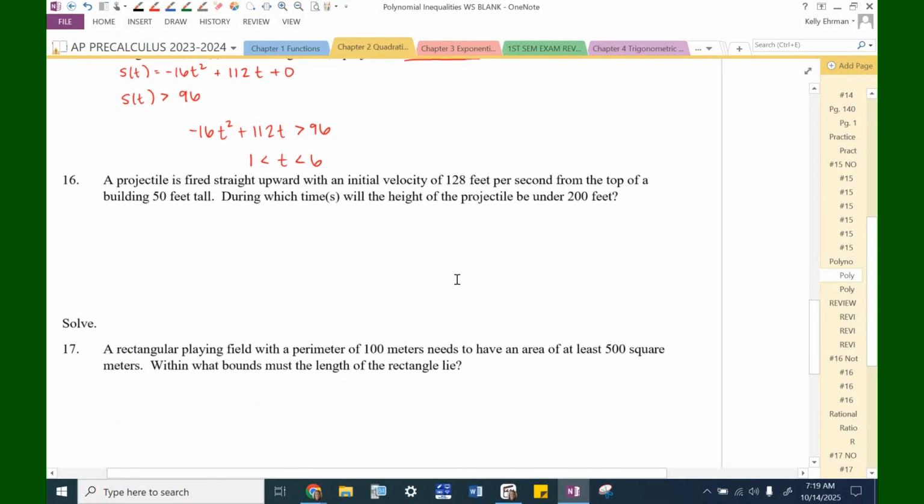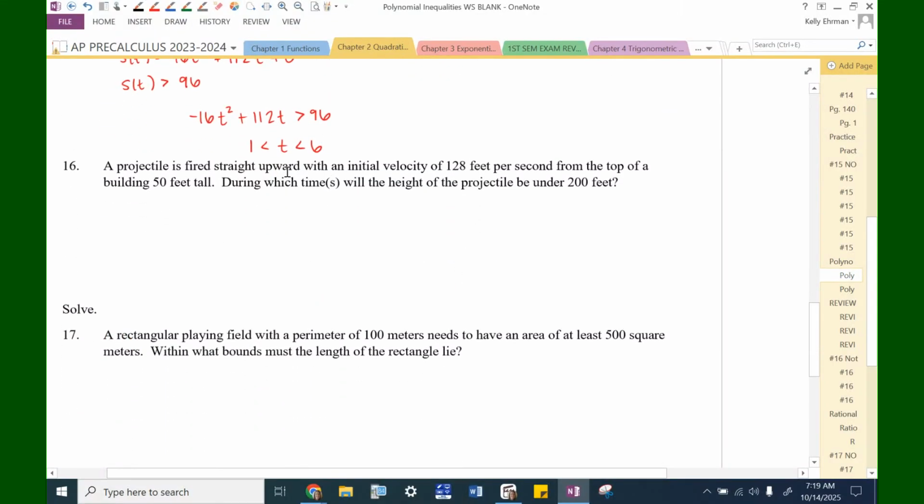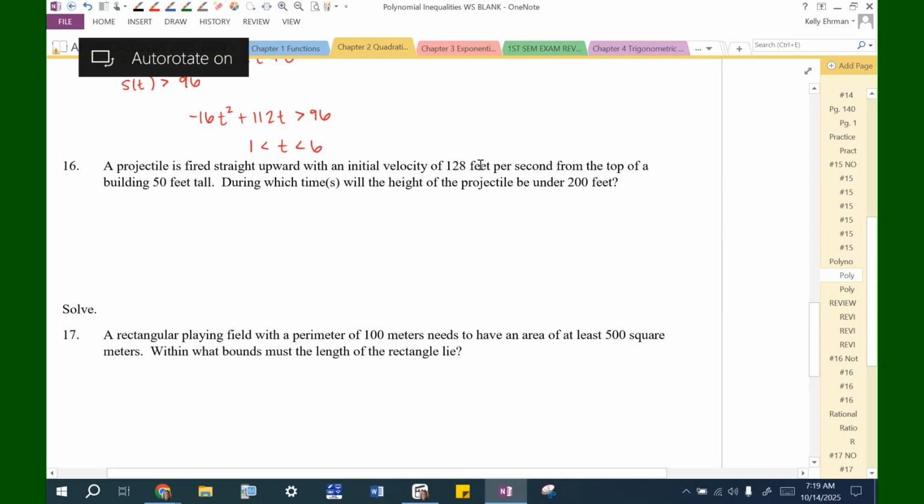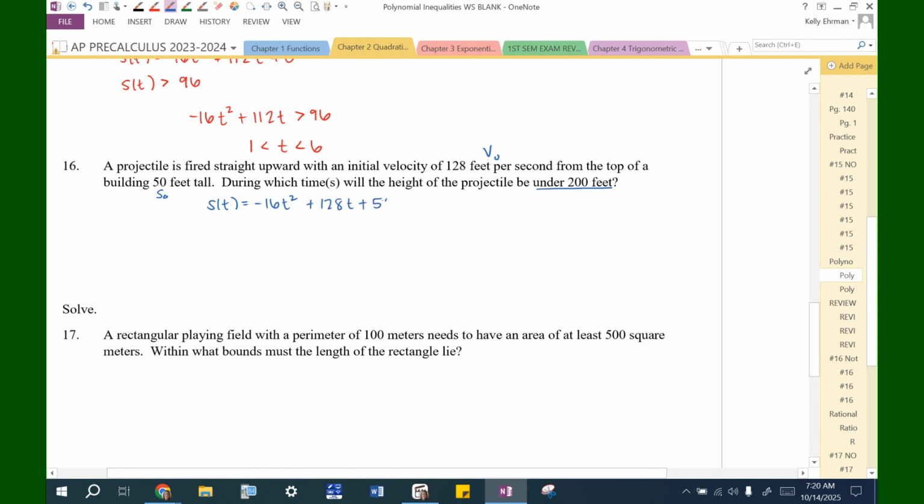Okay. Problem number 16. A projectile is fired straight upward with an initial velocity of 128 feet per second. So new v sub 0. From the top of a building 50 feet tall, new S sub 0, during which time or times will the height of the projectile be under 200 feet? So S of t is equal to negative 16t squared plus 128t plus 50. We want to know when is S of t less than 200.